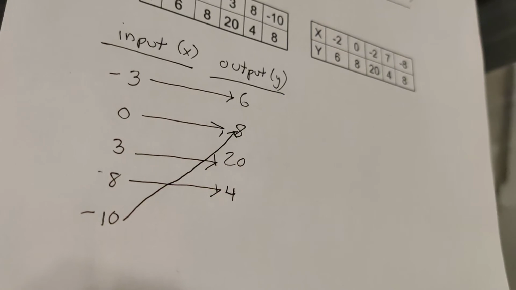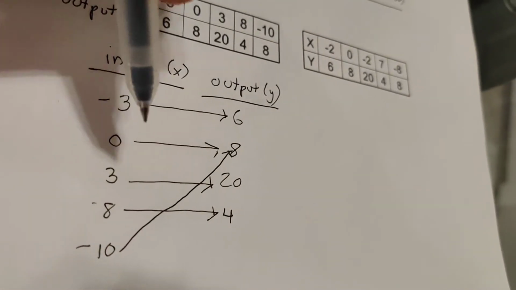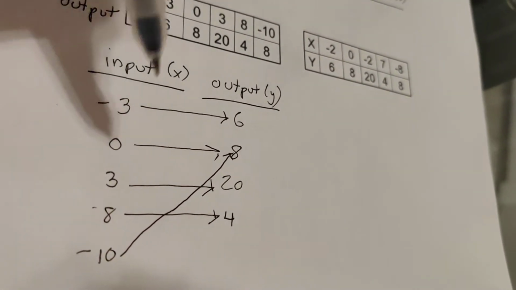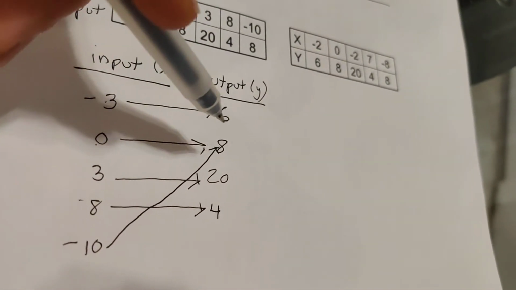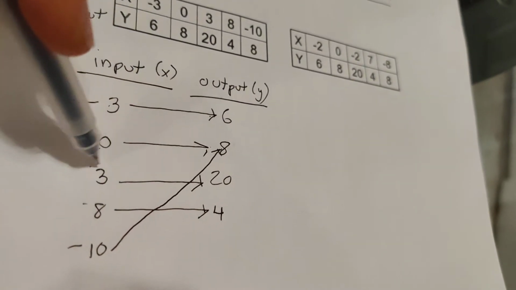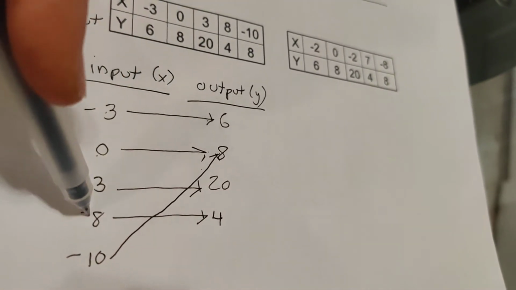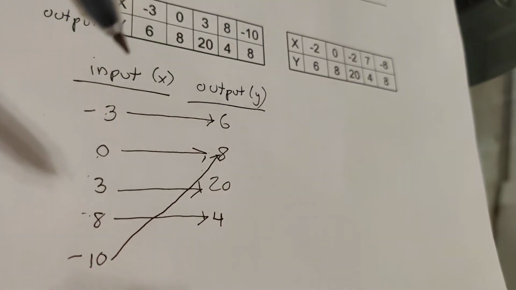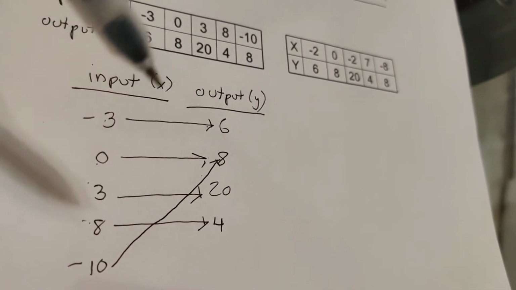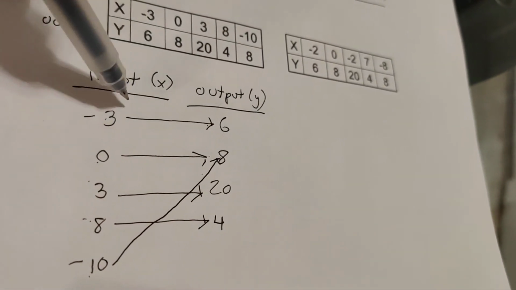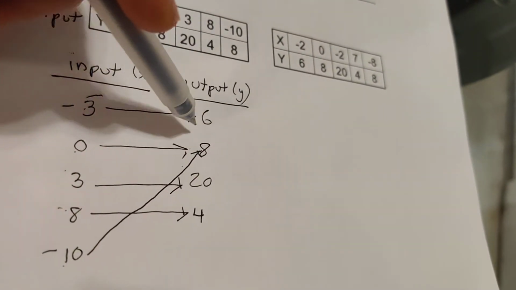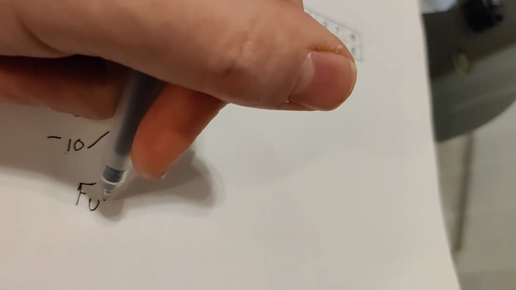And again, we're going to ask ourselves, does every input have only one output? And yeah, it does. -3 has only 6. 0 has only positive 8. 3 has only 20. 8 has only 4. No, I'm sorry, not -8, positive 8. And then -10 has only 8. All right, each of these has only one of those. So yes, it is a function.